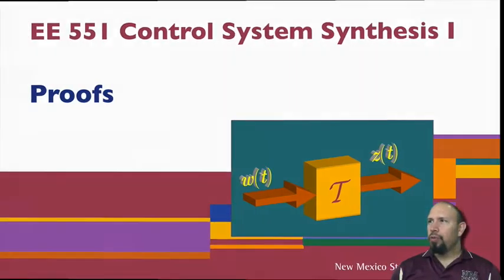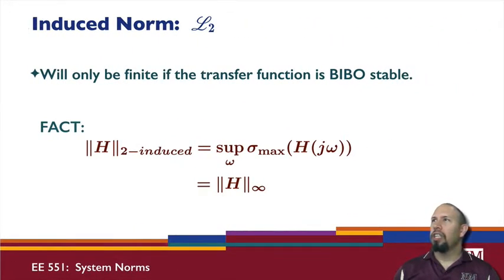All right, we're going to look at the proof. So here's the question. We're looking at the L2 induced norm. That is the induced norm associated with signals of finite energy. And we've said it's equal to this. All right, so how do we prove that?